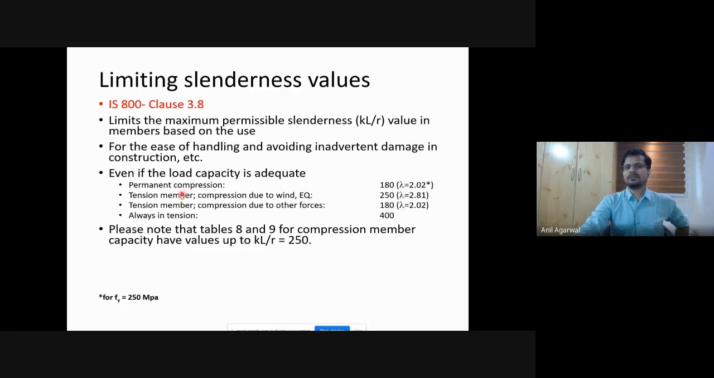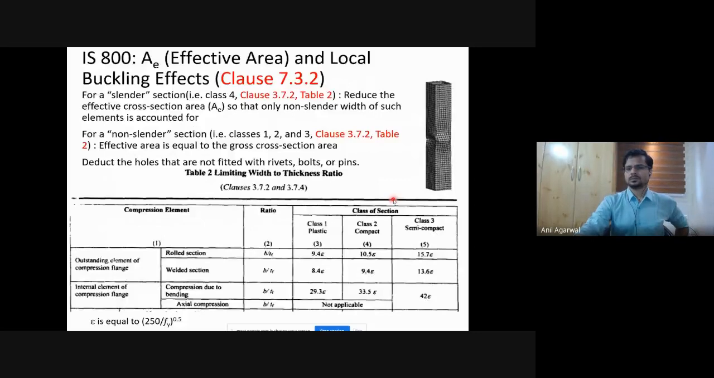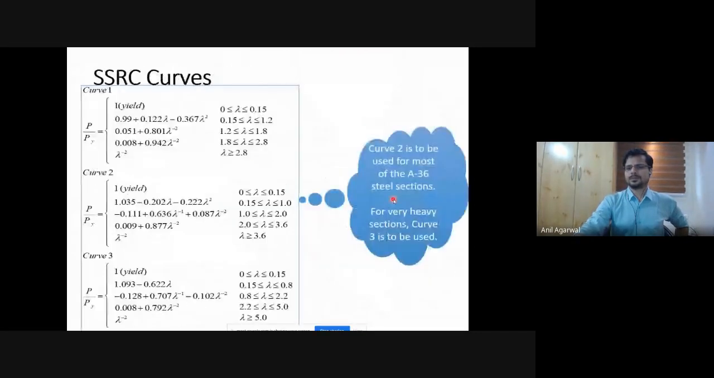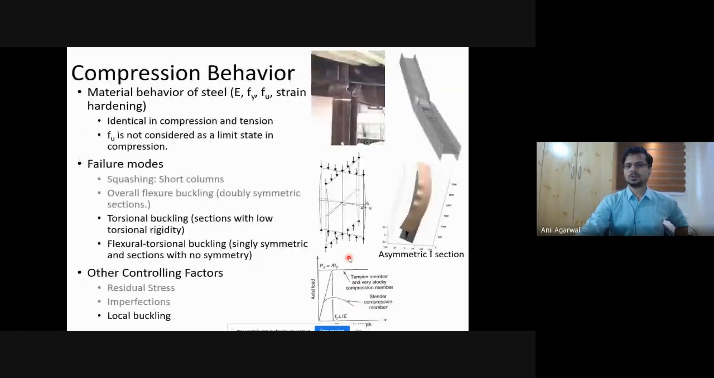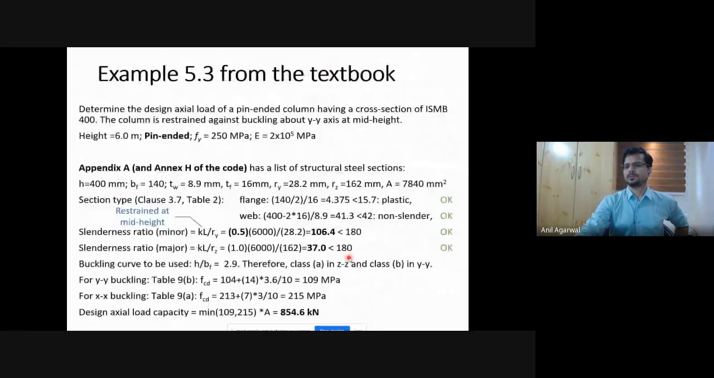If it only once in a while goes into compression because of only wind or earthquake, then it is limited to lambda of 2.81. That means only somewhere here, around this place, 2.8. That means you can use almost 10% of the cross-section capacity. The columns are very, very slender already.